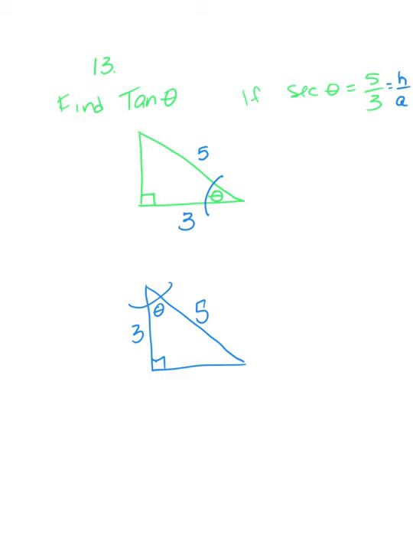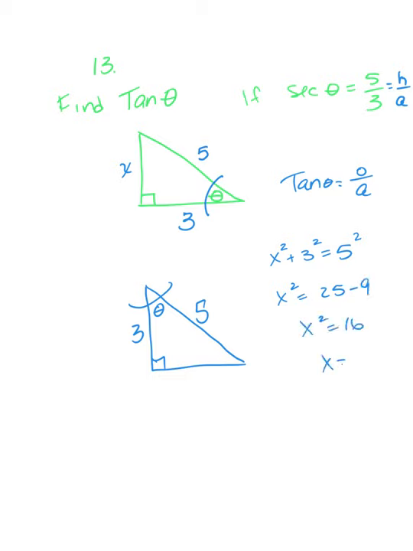So now they want the tangent. Tangent is the opposite over adjacent, right? Well, I don't have the opposite, so in this case I have to find him, okay? So it's going to be x squared plus 3 squared equals 5 squared. X squared equals 25 minus 9. X squared equals 16. X equals 4. And so you do that to find it because I needed the opposite.